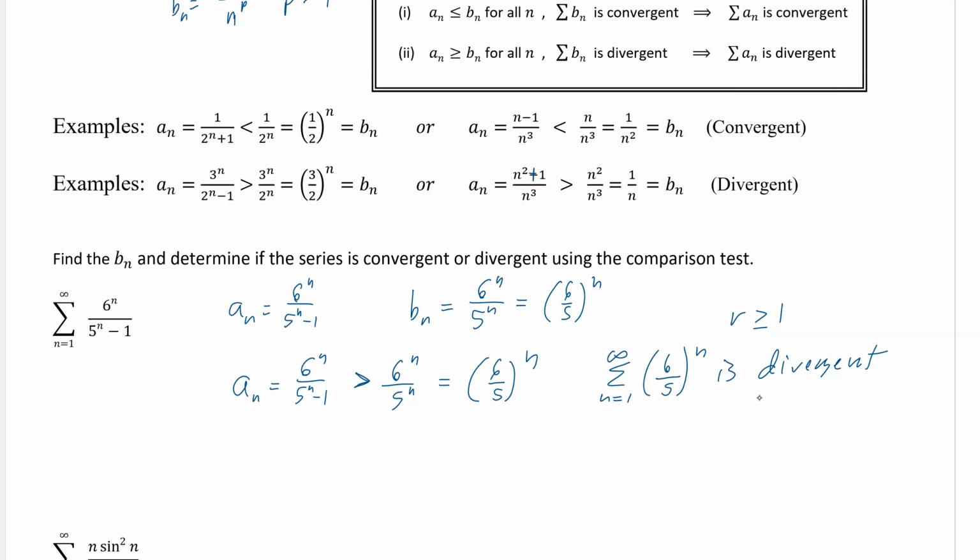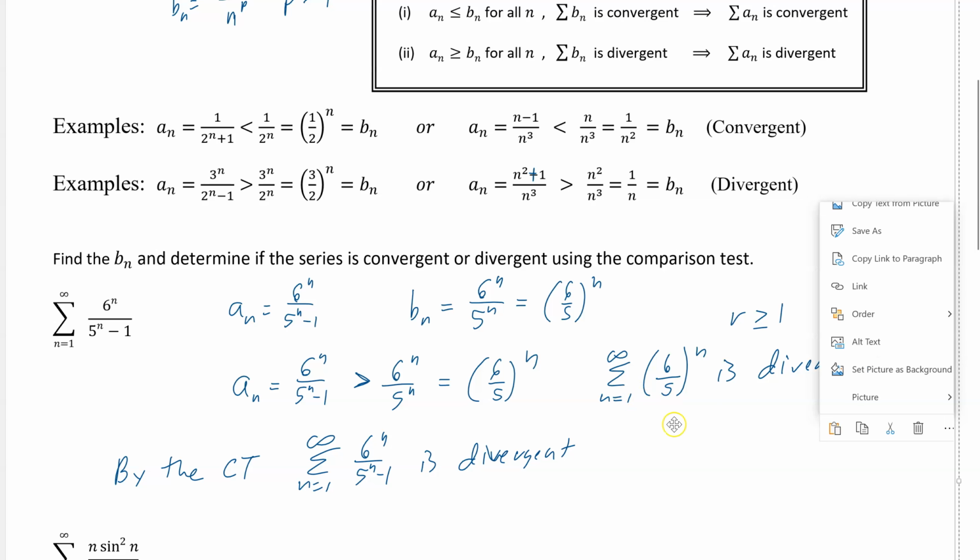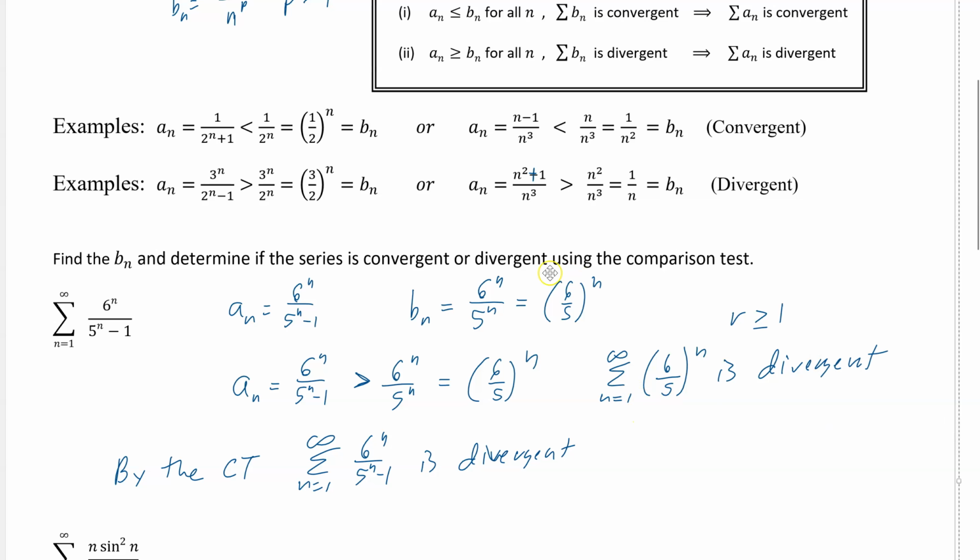But because that's divergent, by the comparison test, the sum from n equals 1 to infinity of 6n over 5n minus 1 is also divergent. Because we found out that the smaller one is divergent, so the bigger one also has to be divergent. So that's the basic idea if you want to apply the comparison test. You find some b sub n that you know will comply to what we're looking for, which is convergent or divergent, and go from there.